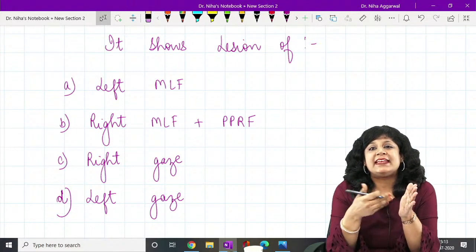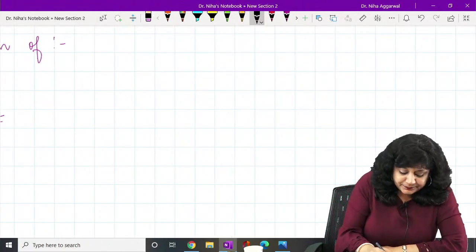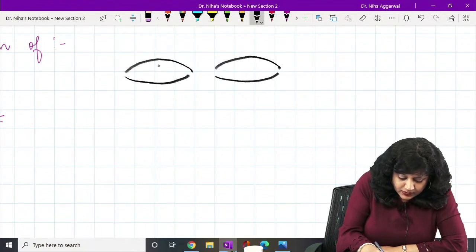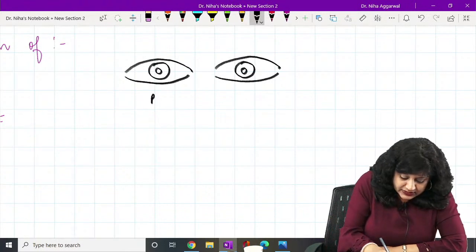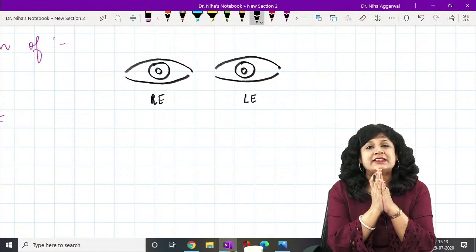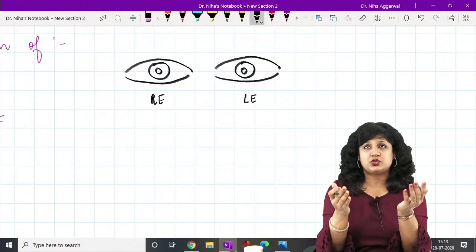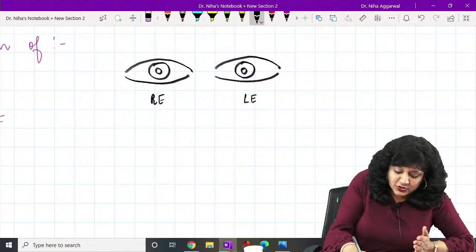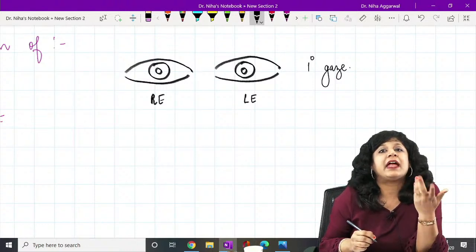What do you mean by gaze? Because there was a confusion about the gazes. See, suppose these are your pair of eyes, and this is in the primary position. Suppose this is the right eye and this is your left eye. So when the patient is just seeing straight ahead, not in any particular direction, up gaze or down gaze or right gaze or left gaze, then this is called the primary position or primary gaze.